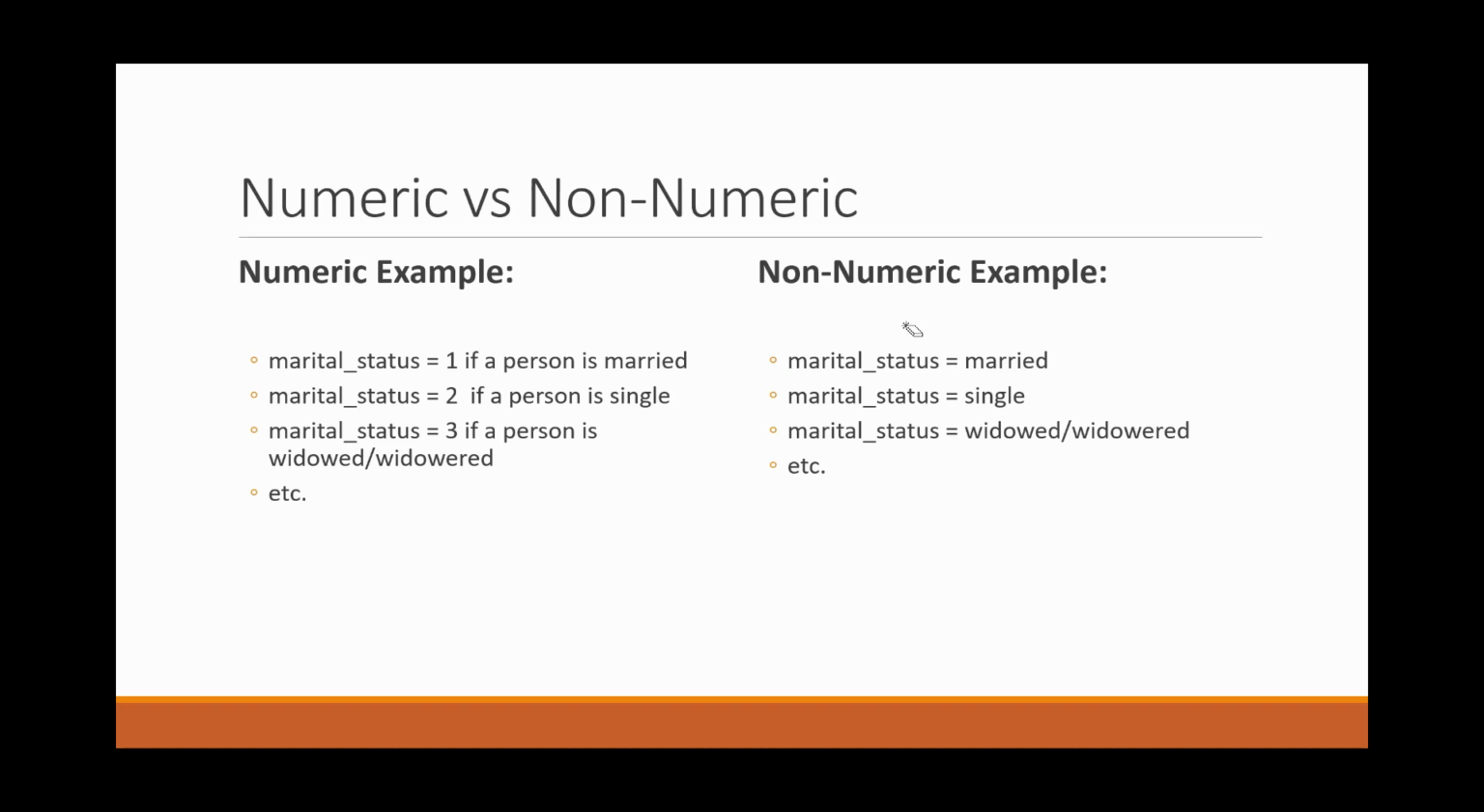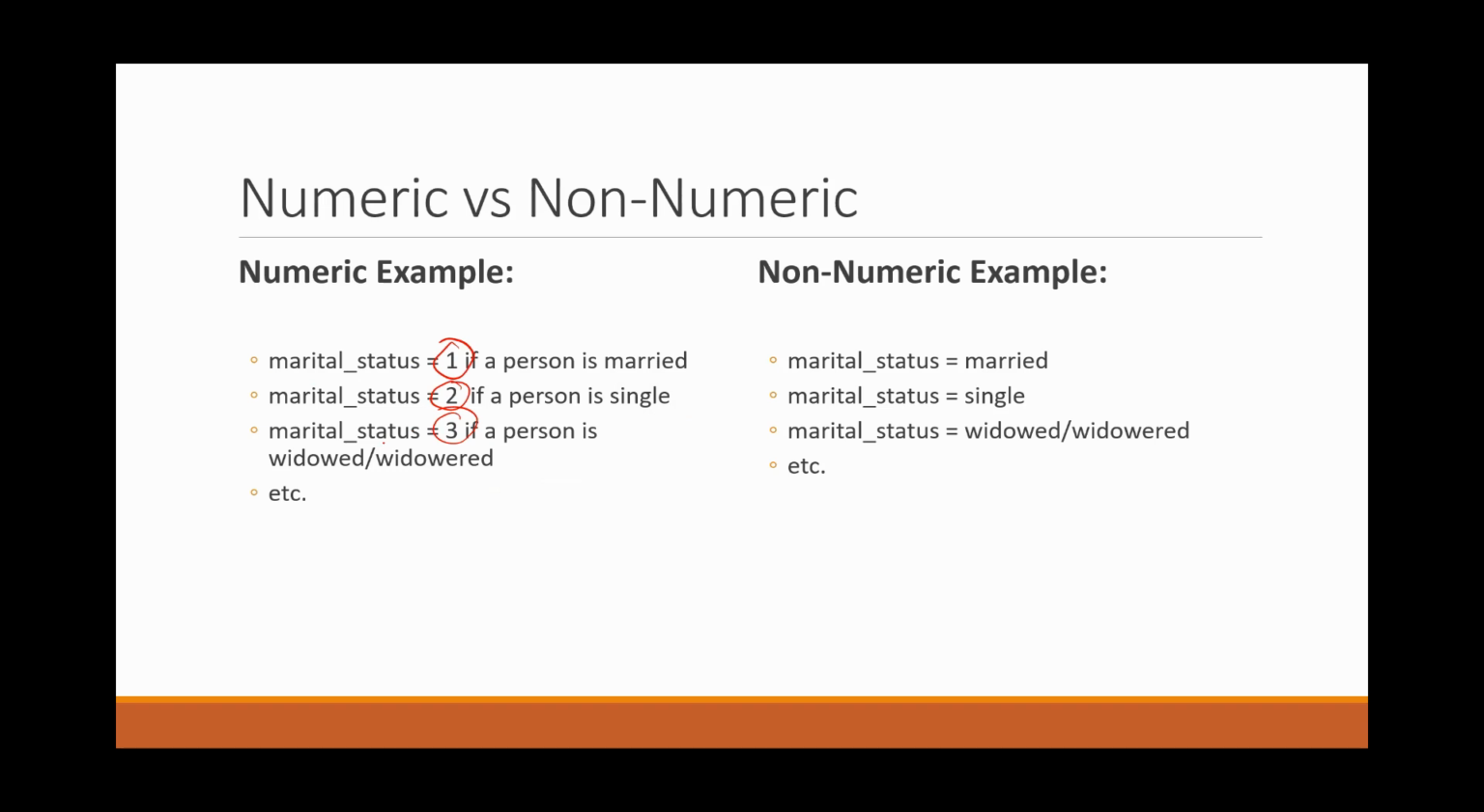So here's an example. Imagine I have a variable called marital status, and we're using this variable to label observations according to their marital status. There are different marital statuses that one could have. Someone could be married, someone could be single, someone could be widowed, a widow or a widower, and so on. A numeric version of such a variable could be this: marital status equals 1 if a person is married, marital status equals 2 if they're single, and marital status equals 3 if they're a widow or a widower.